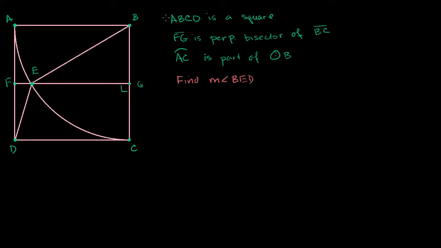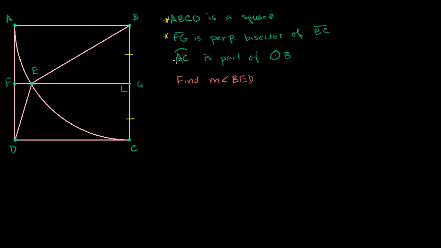So we're told that quadrilateral ABCD is a square, which tells us that the four sides have equal length and that all the interior angles are 90 degrees. We also know that FG is a perpendicular bisector of BC. So we've already shown that it's perpendicular, that this is a 90-degree angle, but it also bisects BC. So this length is equal to that length right over there.